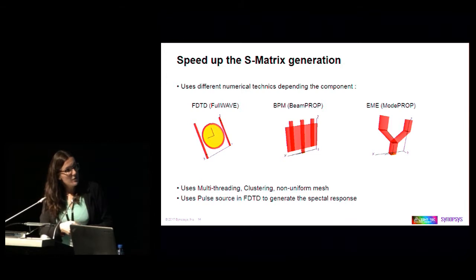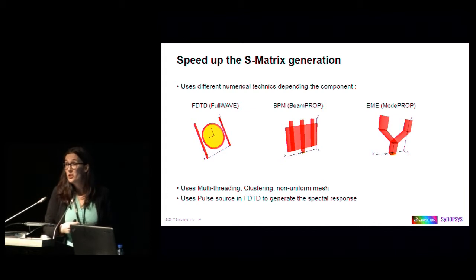Then, of course, it's important to use the advantage of a good computer. It's the reason why we implemented multi-threading, clustering, and a non-uniform mesh on top of these numerical methods. Another good point to increase the speed for the designer is that we are able to use a pulse source. It means a broad source in the frequency domain to generate the spectral response of the component directly in one simulation, just to avoid doing a scan over the wavelengths.